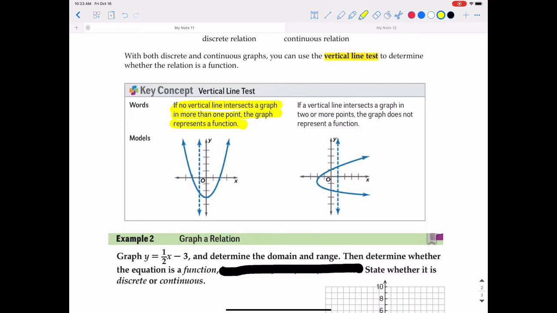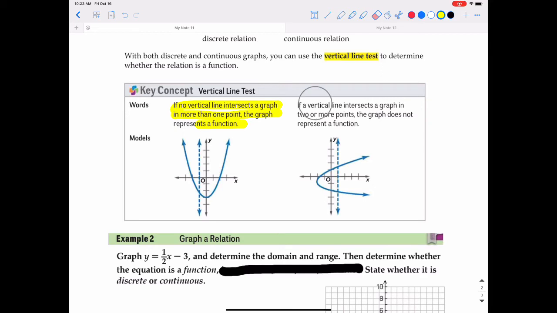So notice that on this curve right here that we're talking about, if you take a straight line, a vertical line, and scrape it across the graph, it might be your pencil, it might be a stylus, it might be the edge of a ruler. If you scrape it across the graph and you do not touch it in more than one place at one time, then it is a function.